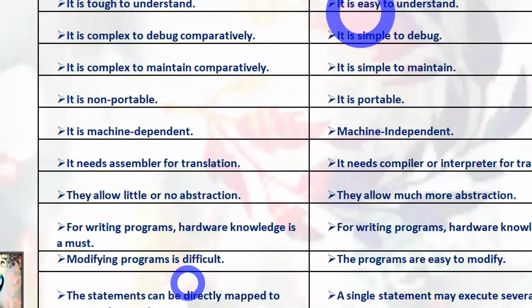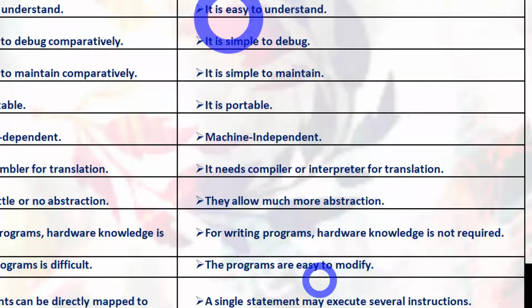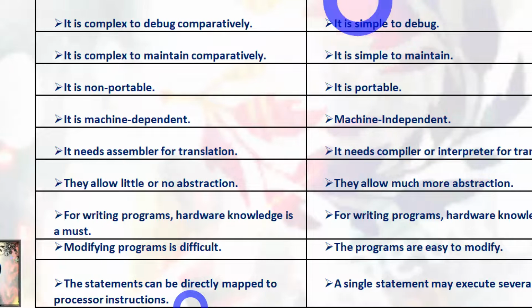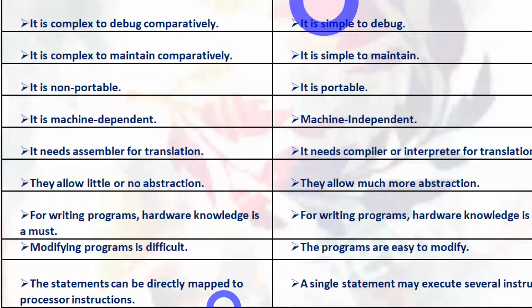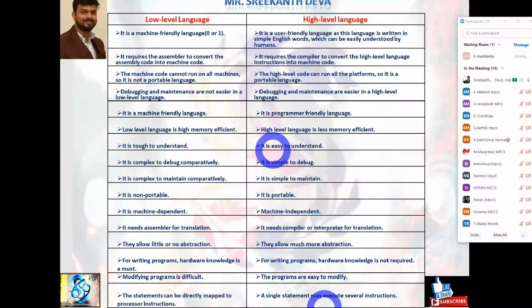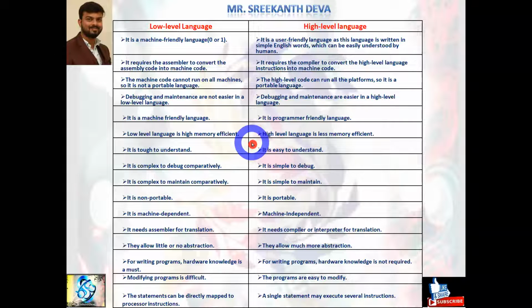Modifying a program is very difficult in low level language. The programs are easy to modify in high level language. In low level language, a statement can be directly mapped to processor instructions. In high level language, a single statement may execute several instructions. See, these are all the various differences between low level language and high level language.